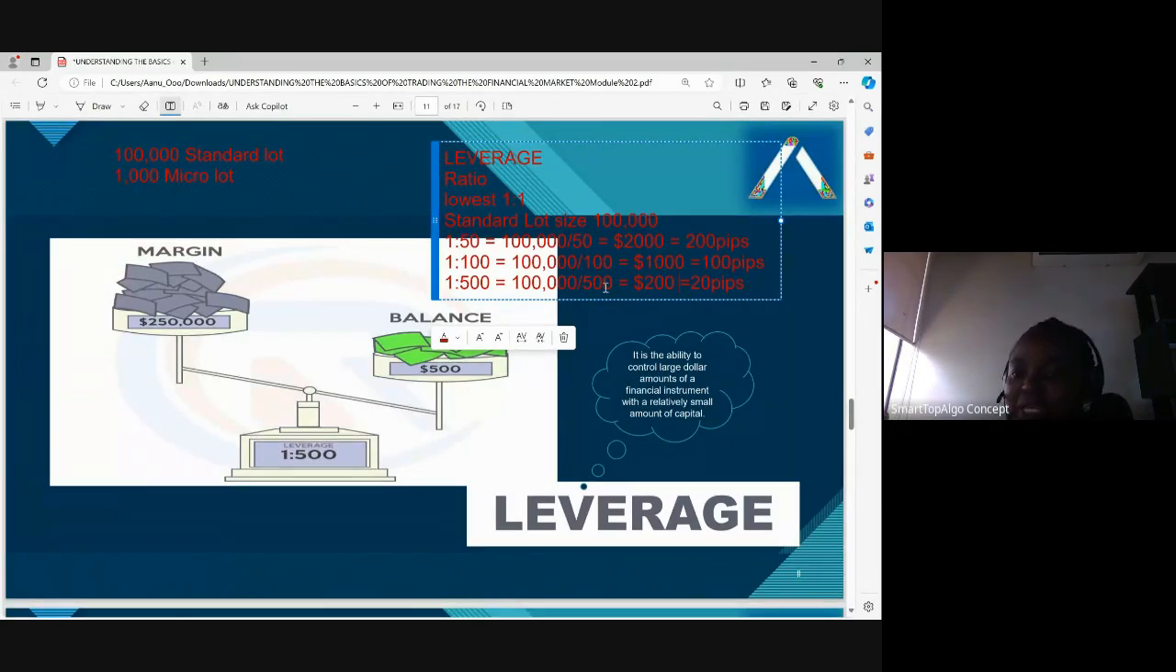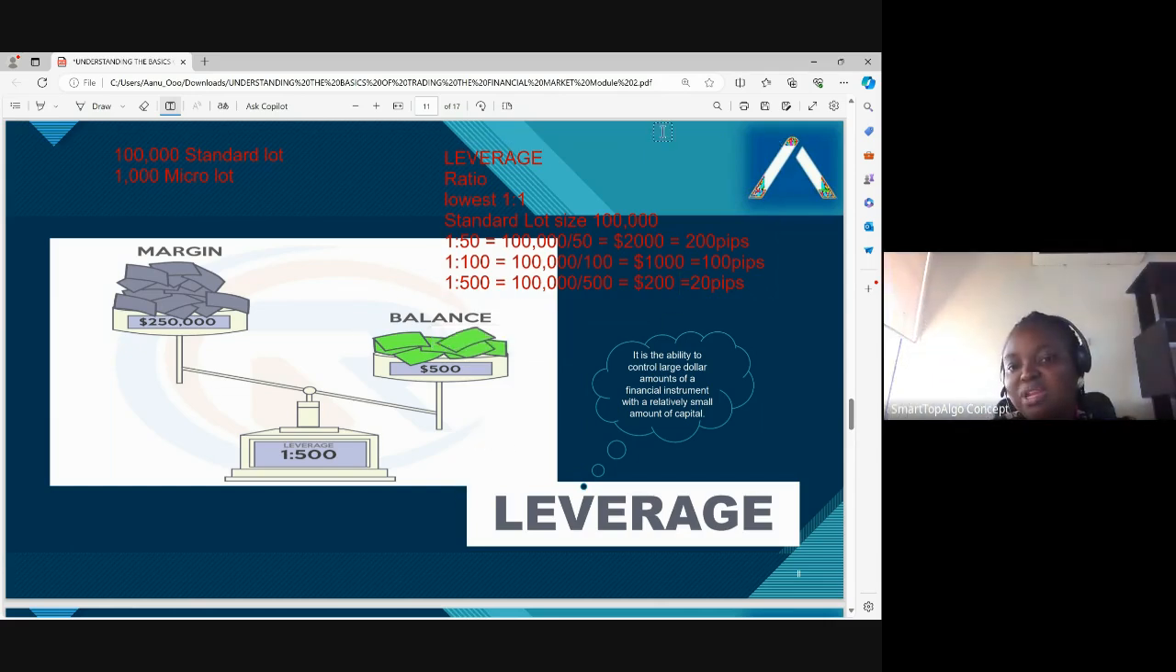Now, if you look at 20, 100, 200, which one is easier for the market to go against you? It is 20. That's why you see some people, they have $200 but they can use 1.0, but they are risking too much. Now, this is the danger of leverage.